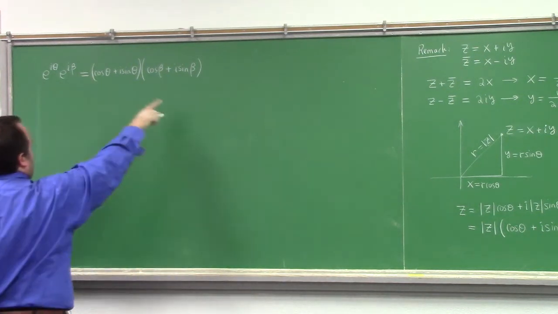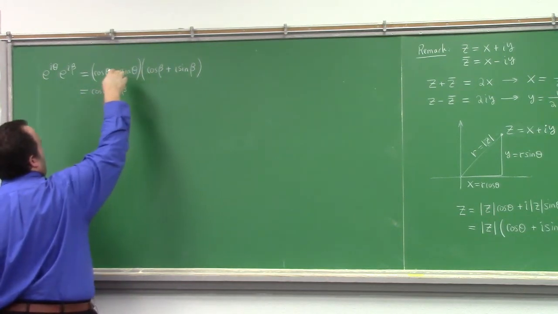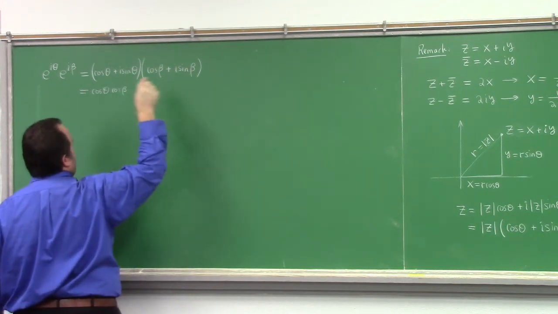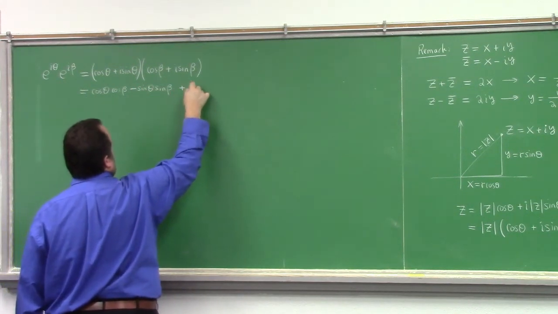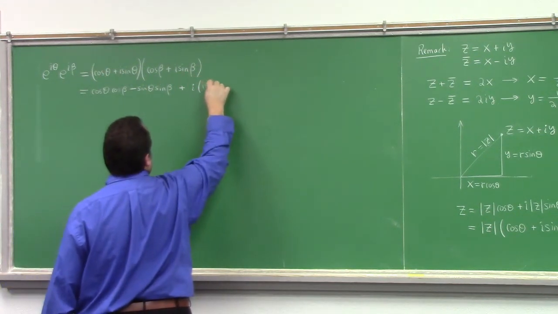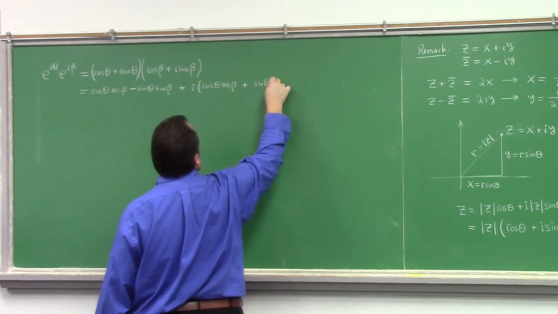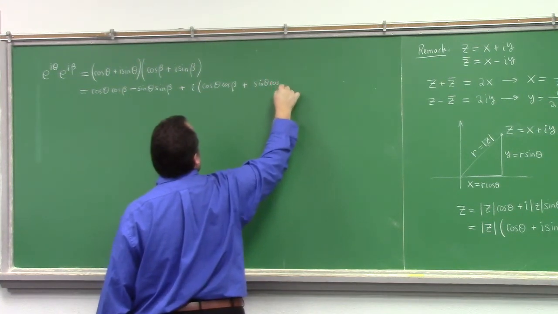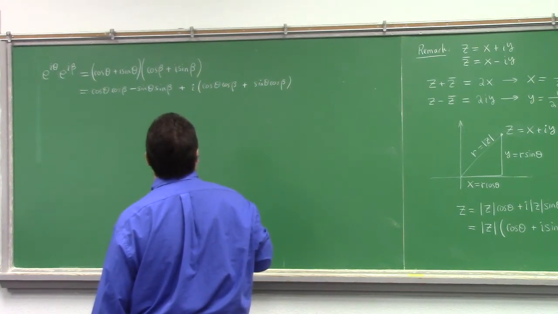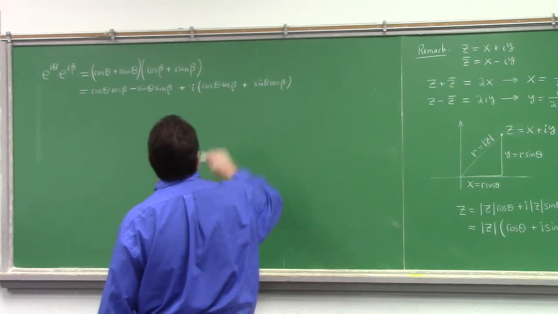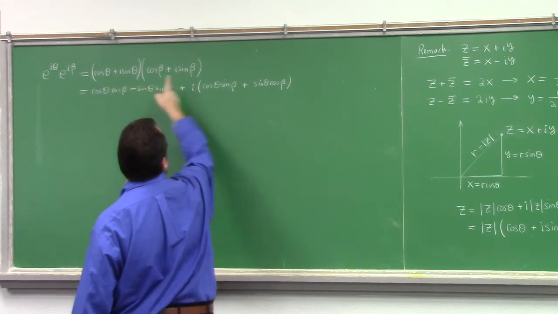Now, we multiply, and we've got ourselves cosine theta cosine beta, and then the next one. What's I sine theta times I sine beta? It's I squared sine theta sine beta, right? So it's minus sine theta sine beta, plus I times the terms with I. Well, you've got cosine theta sine beta, and you've got sine theta cosine beta. I think I did that wrong at first, but there it is.